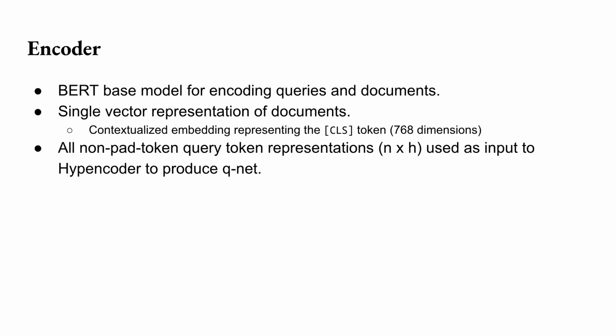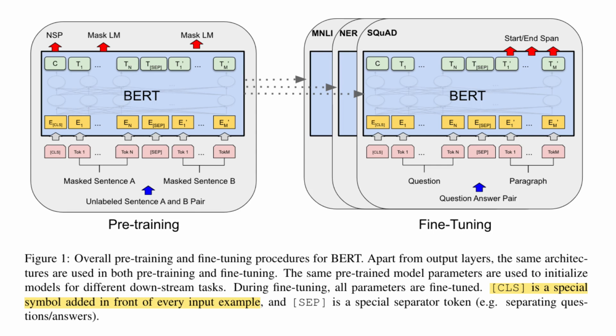And for queries, they don't use a single vector, but they use all non-pad query token representations. So if a query has n equals 32 and h is 768, that 32 by 768 matrix is used as input to the Hypencoder, and then that produces the weights and biases from which we construct the neural network QNet for that query.